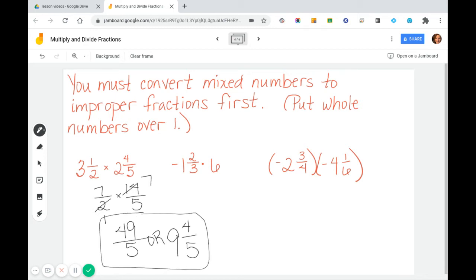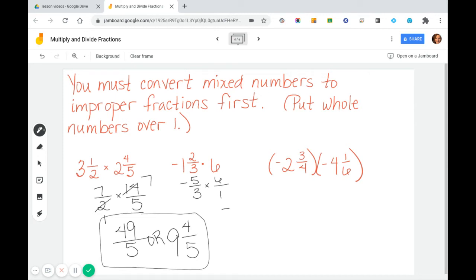So mixed numbers, you have to convert them first. If it's a whole number, you can make it into a fraction by sticking a 1 underneath it. So in this one, I'm going to leave it negative. 3 times 1 is 3, plus 2 is 5. Keep the bottom on the bottom. I'm going to make this 6 over 1. I know that my answer is going to be negative because the signs are different.